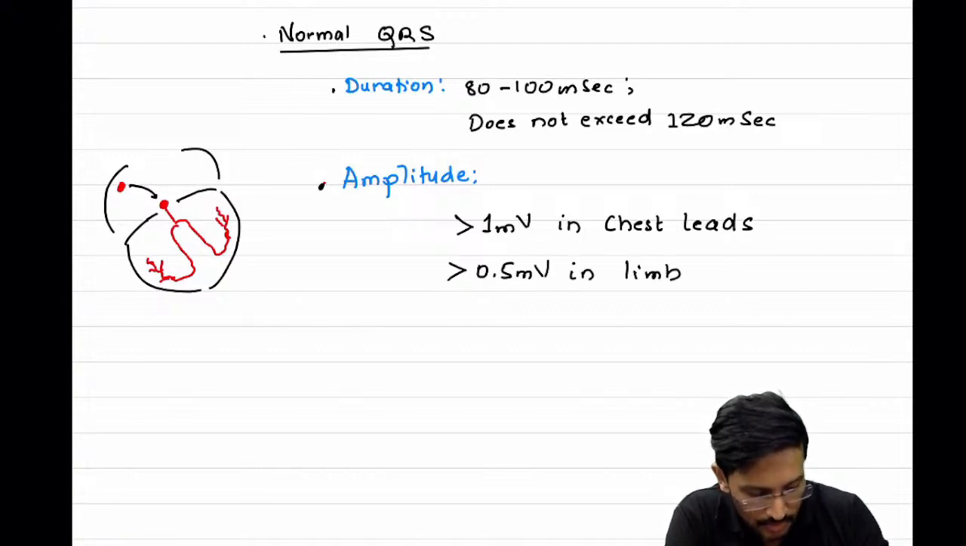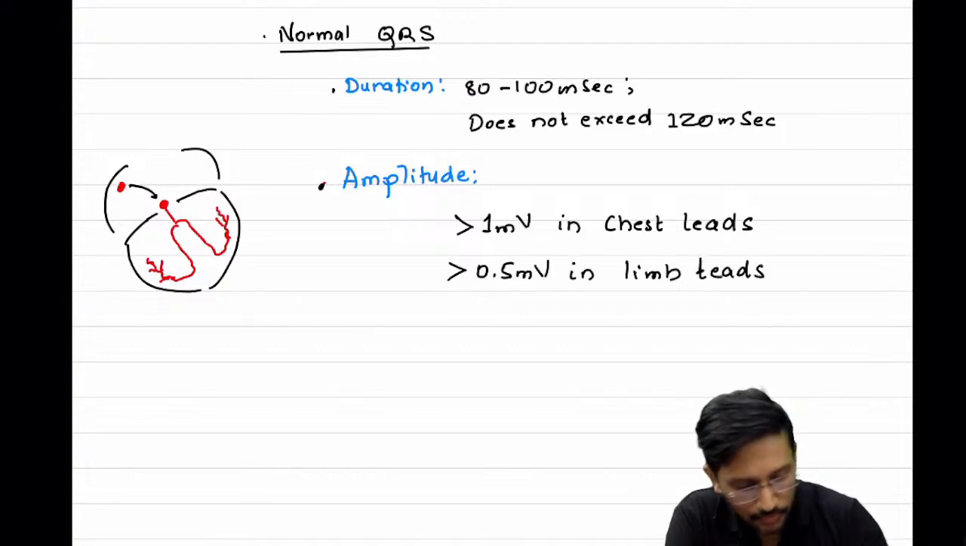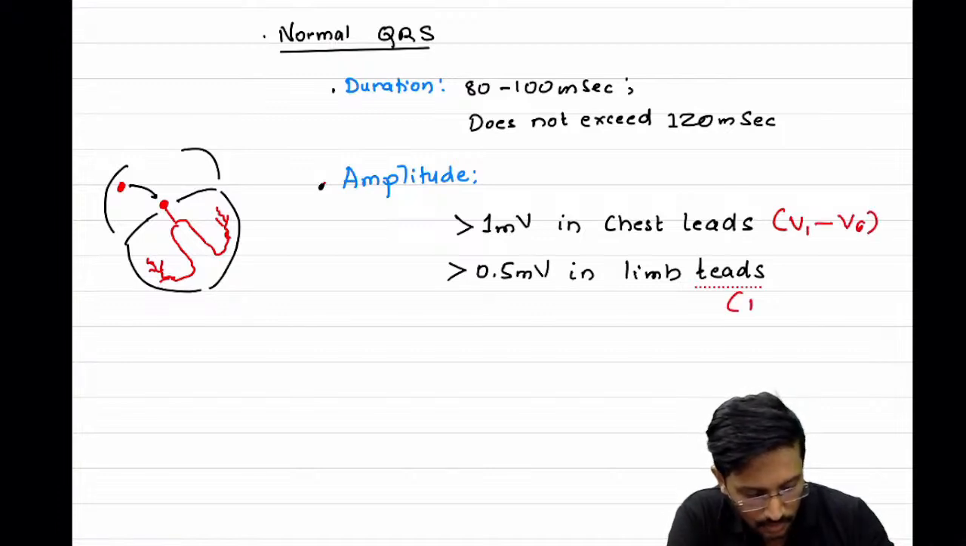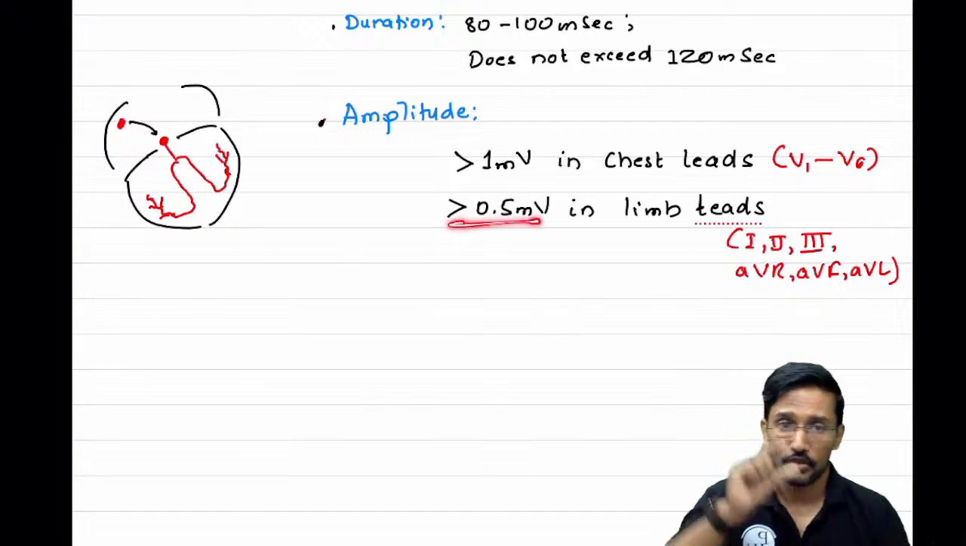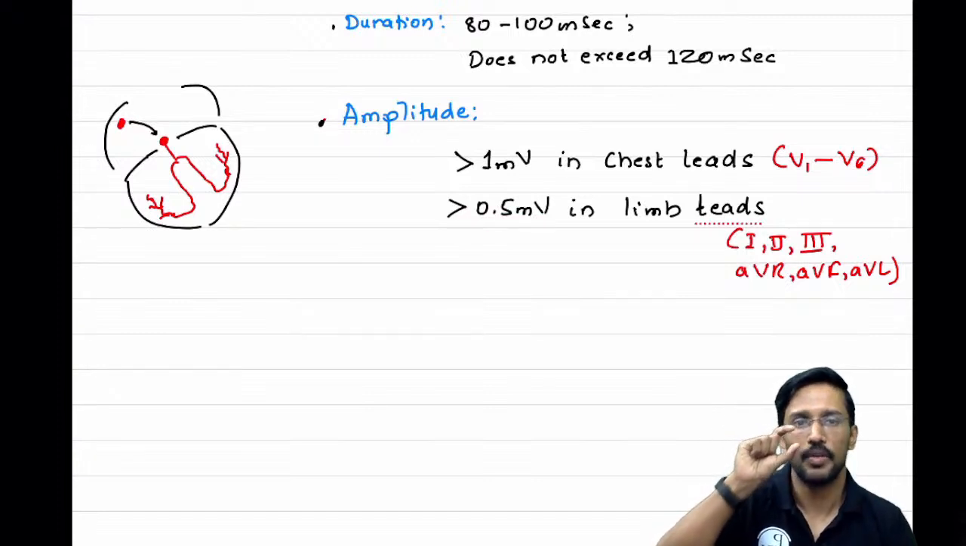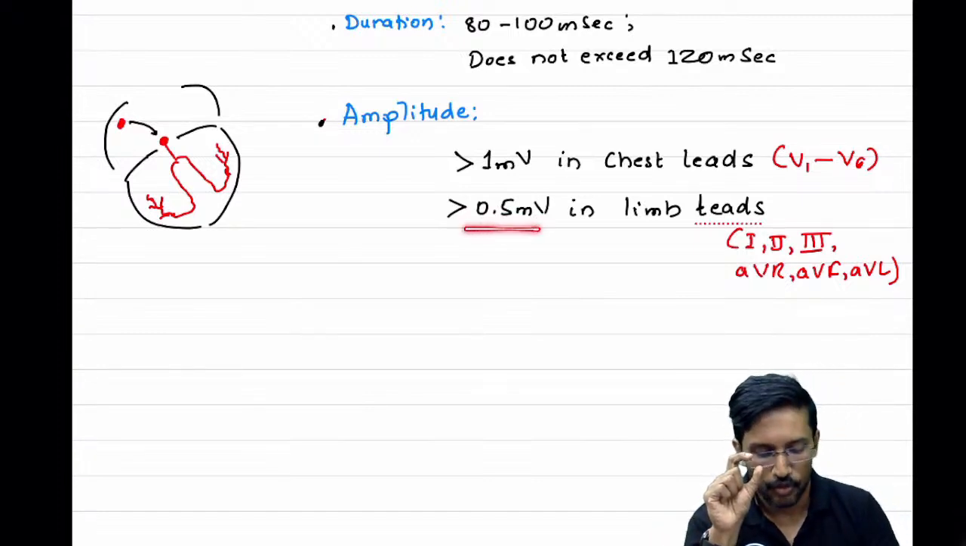Now what do I mean by chest leads? Chest leads are V1 to V6, and the limb leads are 1, 2, 3, and the augmented limb leads, that is AVR, AVF, and AVL. So in all these leads, the height of the QRS complex should be at least 0.5 millivolts.